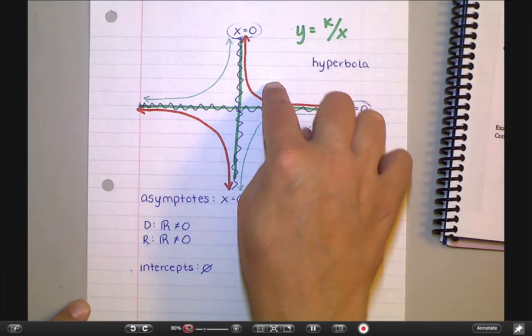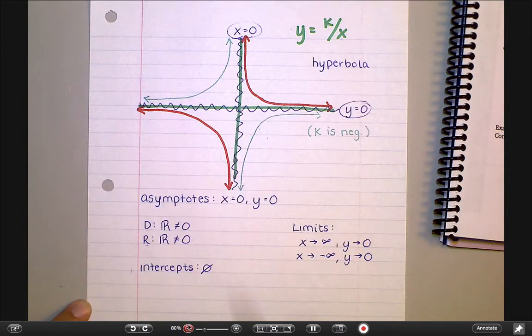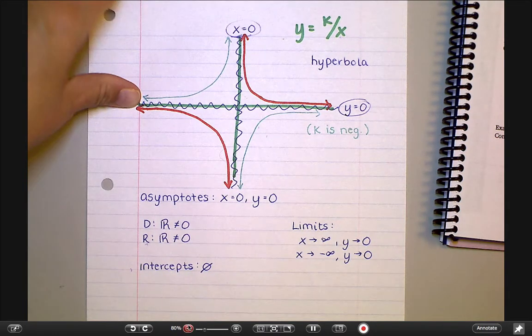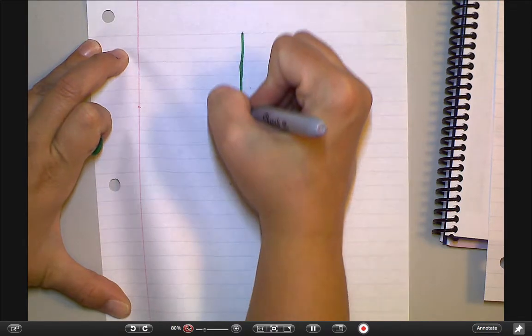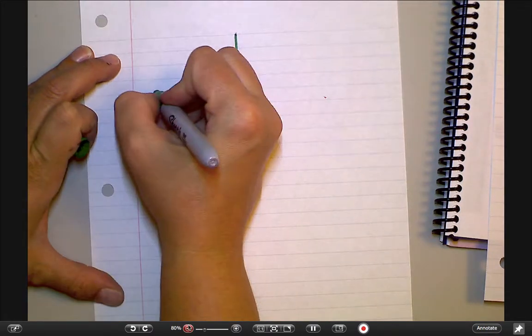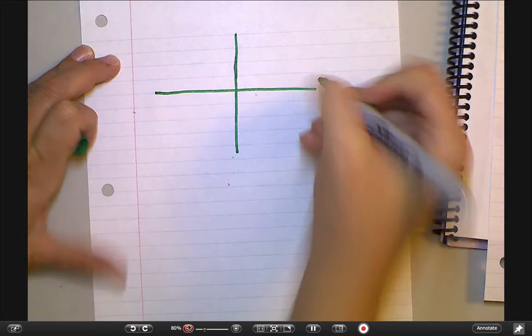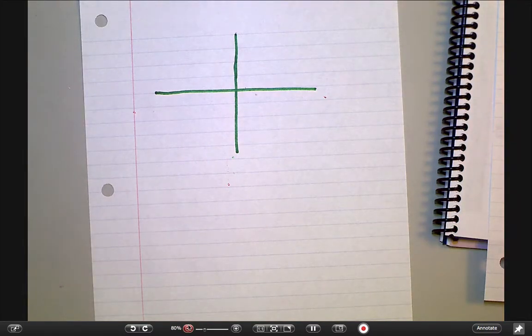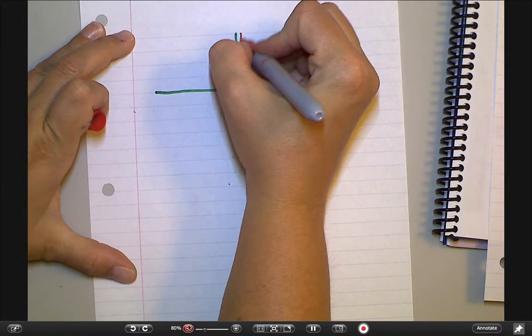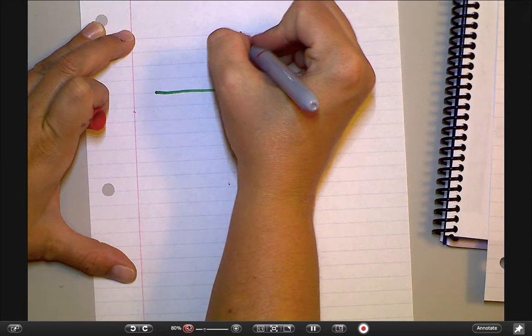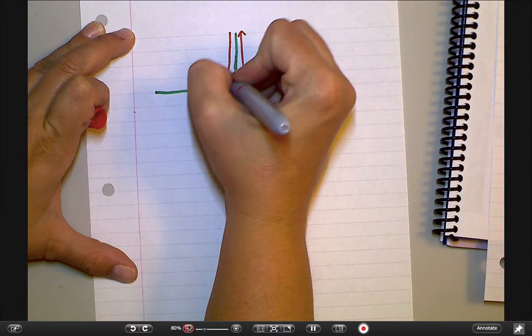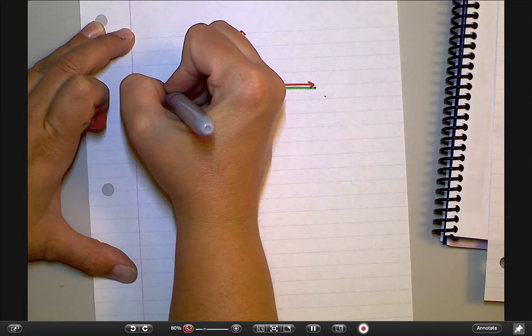This one's going to stay where it's at, and this one's going to flip upstairs. So when you put that square in on your graph, it should have come out looking like a hyperbola here, but it ended up being side by side like this.